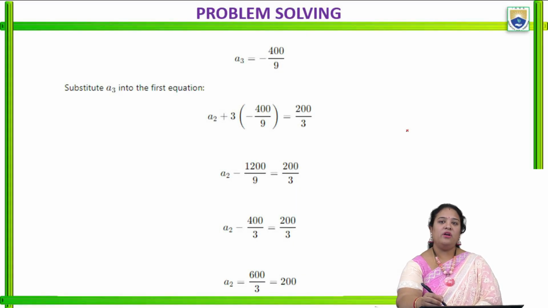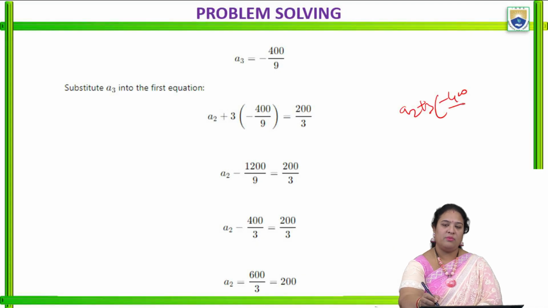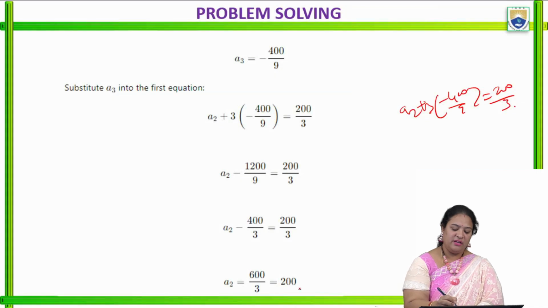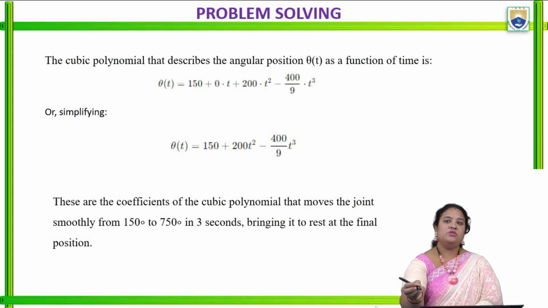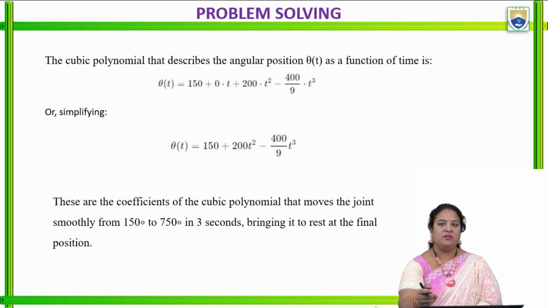So here a3 is equal to minus 400 by 9. And with respect to the first equation, a2 plus 3 of minus 400 by 9 is nothing but 200 by 3. And the final value for a2, we are getting it as 200. Right? So the cubic polynomial equation, we already know theta of t is equal to 150 plus 0 into t plus 200 into t square minus 400 by 9 into t cube.